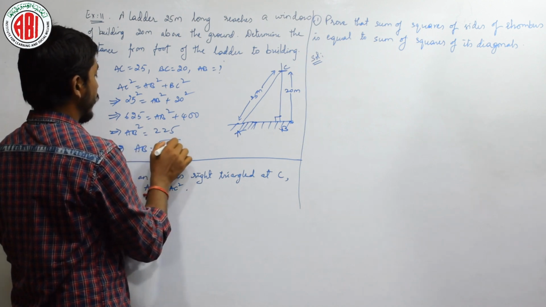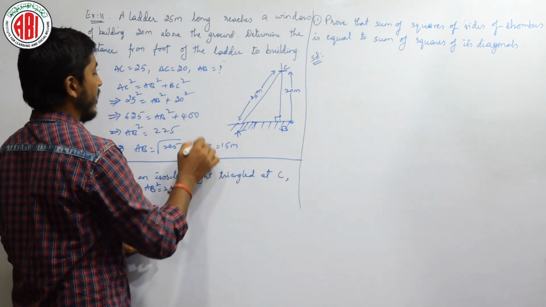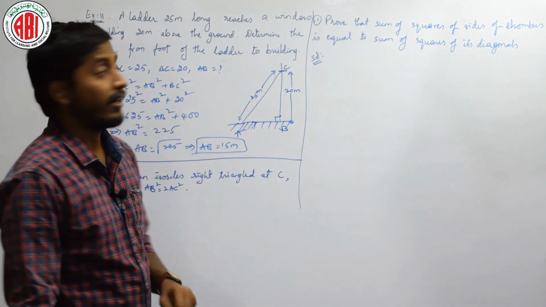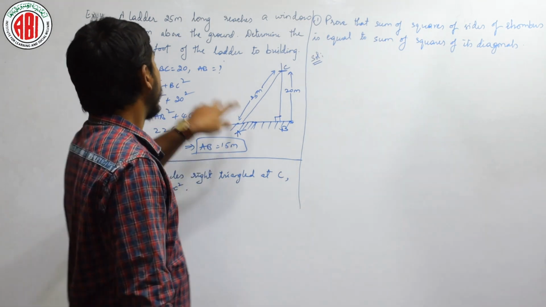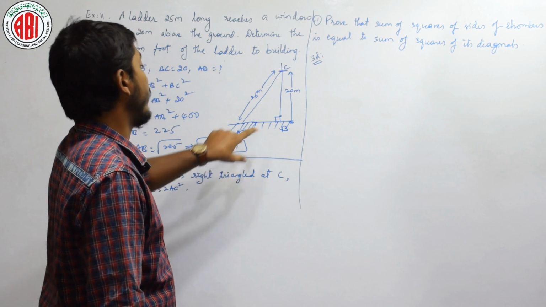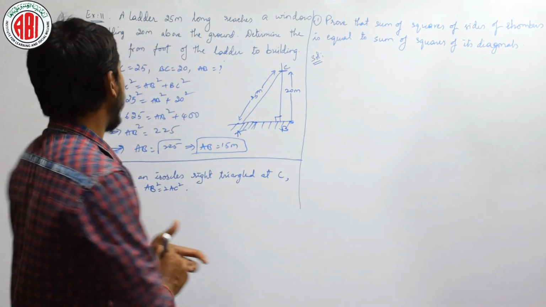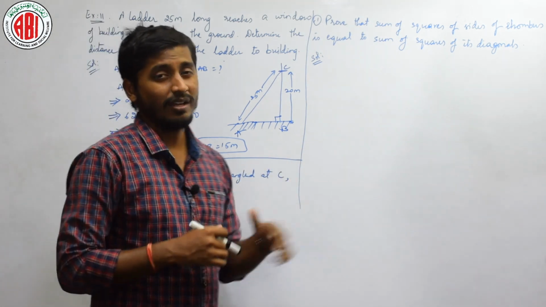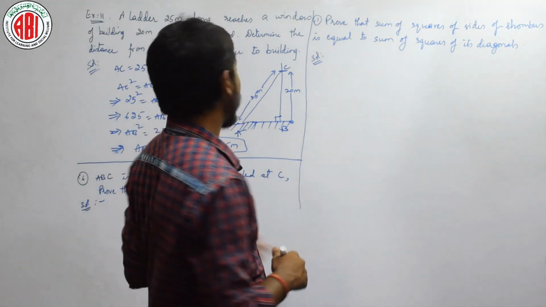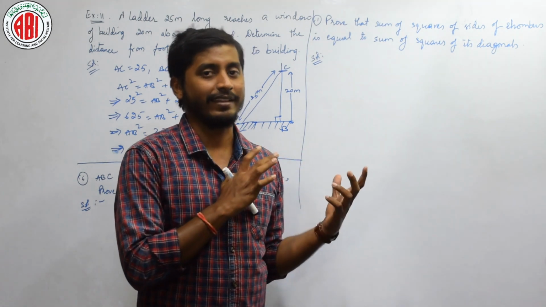Therefore, what is AB? AB is square root of 225, which is nothing but AB is 15 meters, isn't it? Which clearly tells that the foot of the ladder is separated by a distance of 15 meter from the foot of the building. Is it clear? These are the basic things which they may ask you in part B, or else they can even ask for a 1 mark question. Okay, the only thing is you have to understand that.